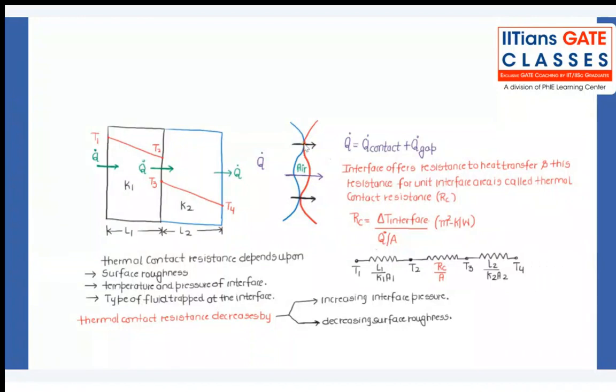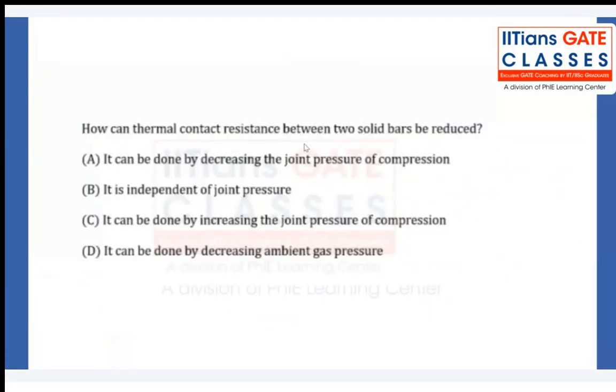Now let us look at one problem here. How can thermal contact resistance between two solid bars be reduced? It can be done by decreasing the joint pressure of compression. It is independent of joint pressure. It can be done by increasing the joint pressure of compression, or it can be done by decreasing the ambient gas pressure. So what do you think is the answer here?